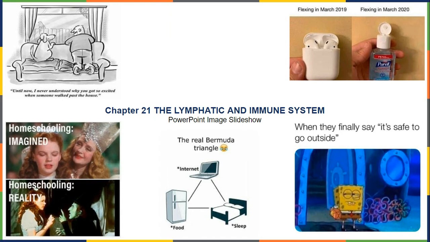Today we're starting the lymphatic and immune system. This is our special COVID 19 or coronavirus edition of the lymphatic and immune system. And so, of course, I had to go out and find only the best memes for all of you to enjoy. So hopefully we have some laughs, and here we go.